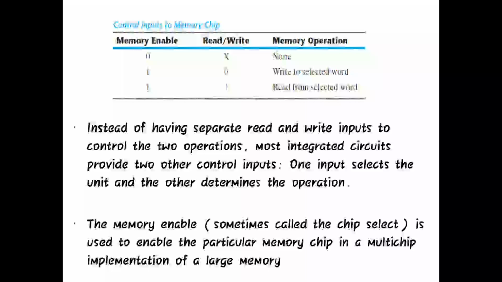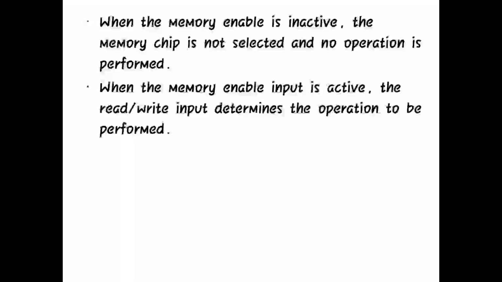So the memory enable, sometimes called a chip select, is used to enable the particular memory chip in a multi-chip implementation of a large memory. So this is used to select whether to read or whether to write. When the memory enable is inactive, the memory chip is not selected. When memory enable is active, the read or write input determines the operation to perform.